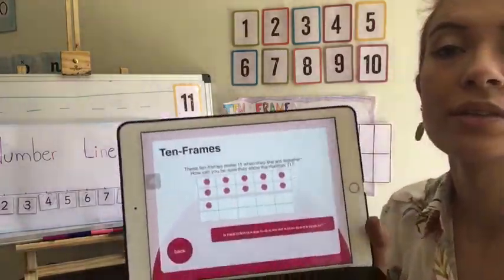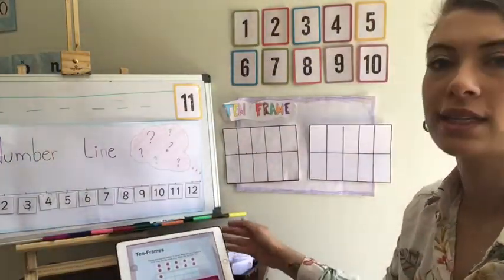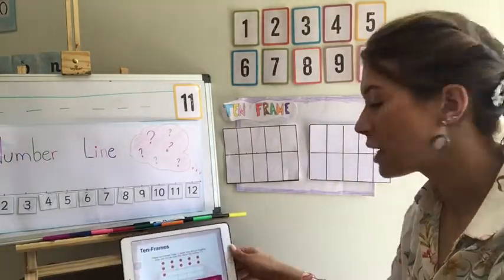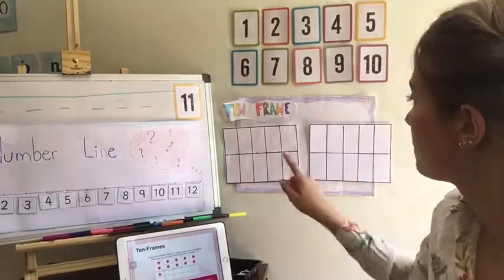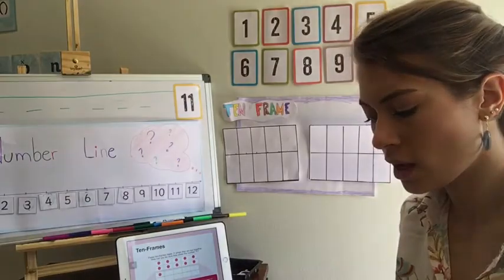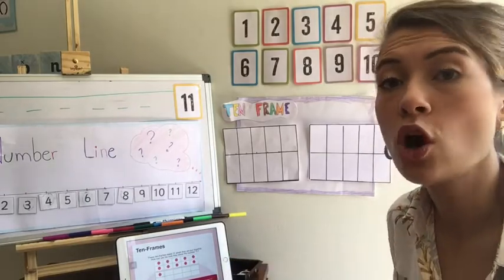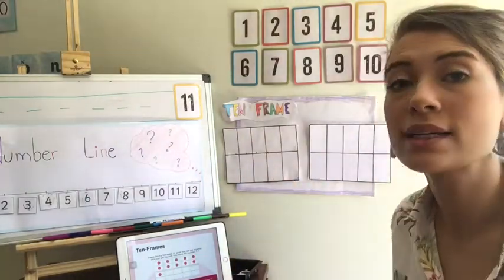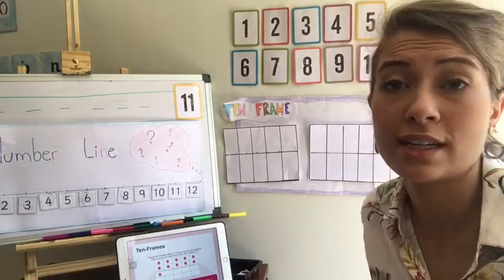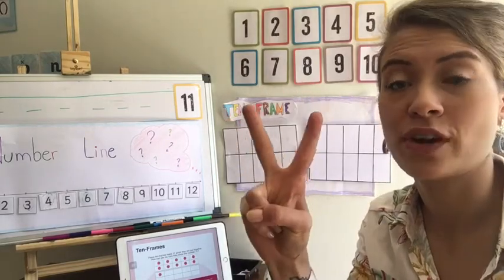We can use the 10 frame to represent 11. But in this 10 frame, as we can see, we don't have 11 spaces, 11 boxes. Of course not, because we know a 10 frame always has 10. But how do we represent the number 11 in a 10 frame? We are going to need to use 2 different 10 frames.